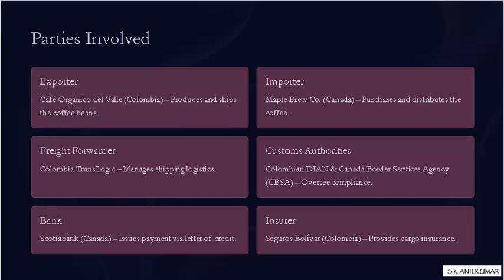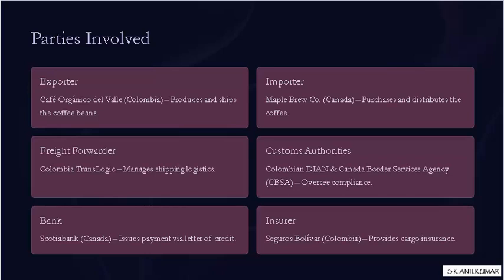Who are the parties? The exporter is Café Orgánico del Valle, producer and shipper. The importer is Brew, purchaser and distributor. They are in Canada. The freight forwarder is Columbia Translogic, who manages the shipping. And we have to ensure that this shipping entity helps us ensure the continuity of the supply chain without loss of integrity of the goods.